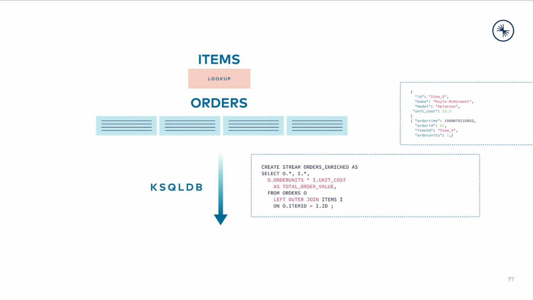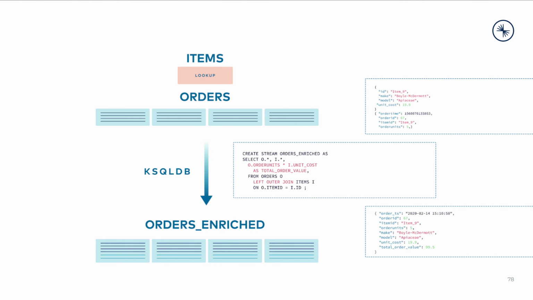We can use ksqlDB to do a join between the two topics in Kafka. The orders are treated as a stream, whilst the items are a table. Both are Kafka topics. Here, we're using a left outer join, which means that any order that's received with an item code that isn't found on the item data will still be processed, but written with null values for the item information.